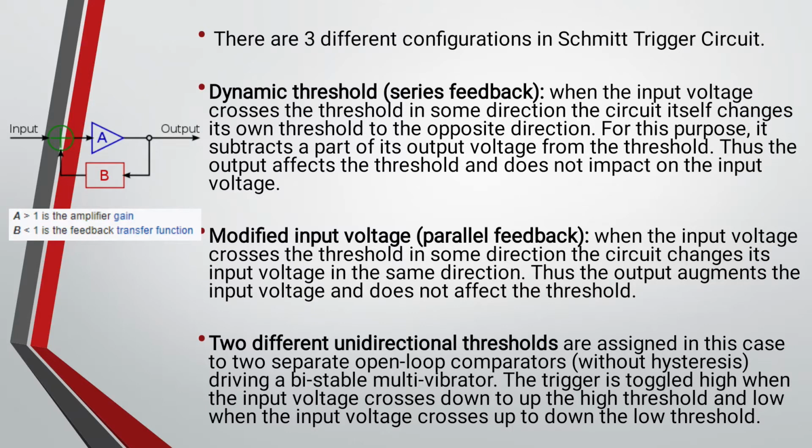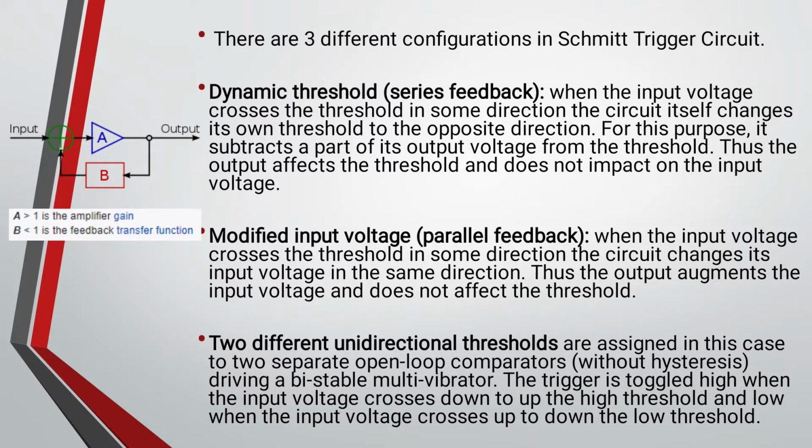Modified input voltage, parallel feedback: when the input voltage crosses the threshold in some direction, the circuit changes its input voltage in the same direction. Thus, the output augments the input voltage and does not affect the threshold.